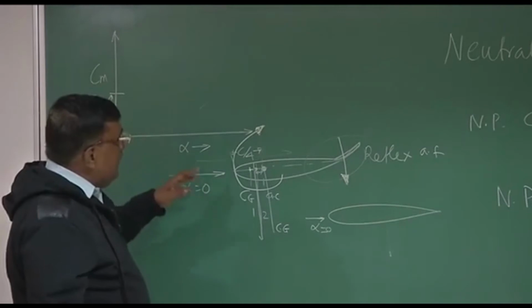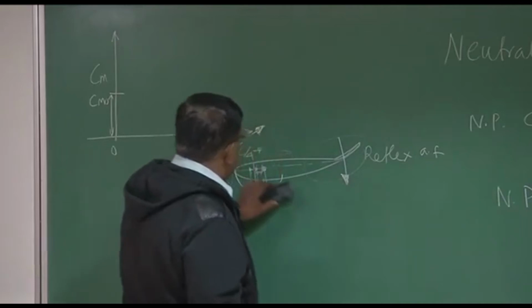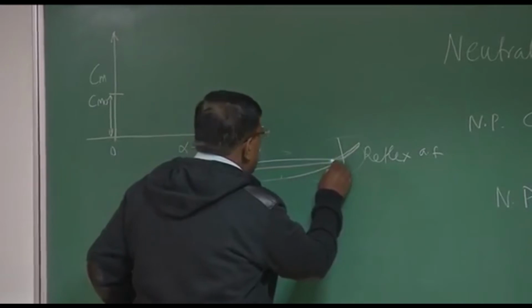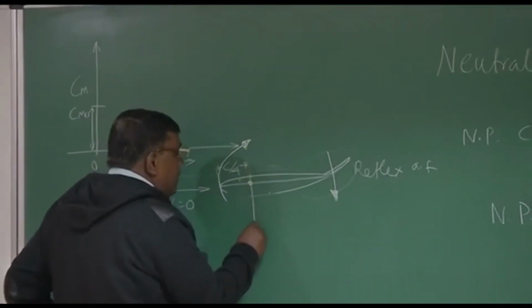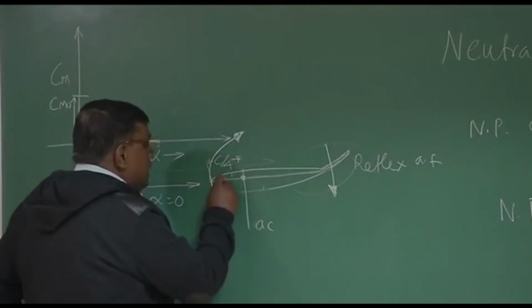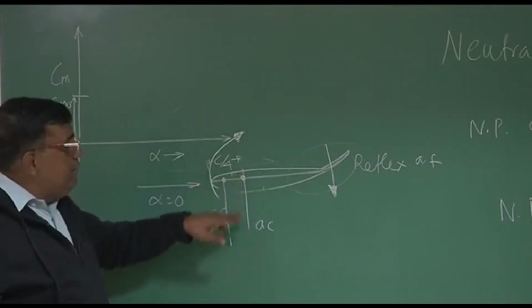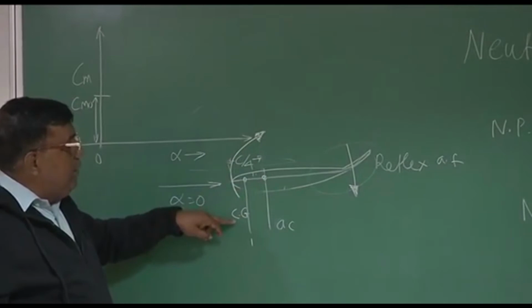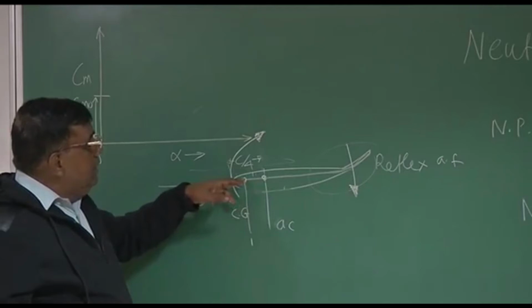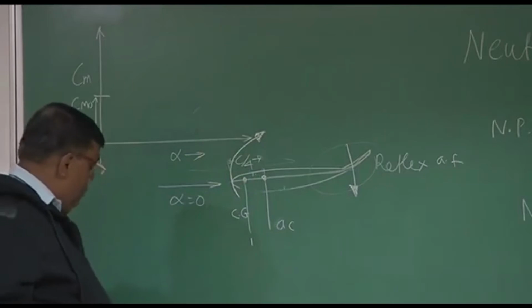Now, what about the slope? Cm versus alpha. If I again draw it, make it a little cleaner for you to understand. Let's say, first case, this AC is at c by 4. Let's say CG is here. I call it 1. So this is the CG location. Please understand this is the AC which is at c by 4, and this is one location of CG. So now you know, because of AC being behind CG or CG being ahead of AC, there will be a nose down moment.